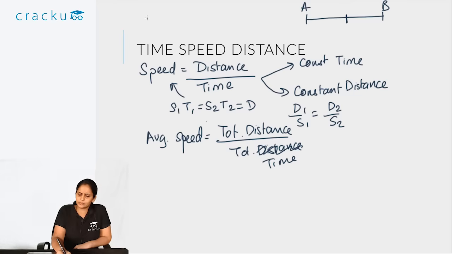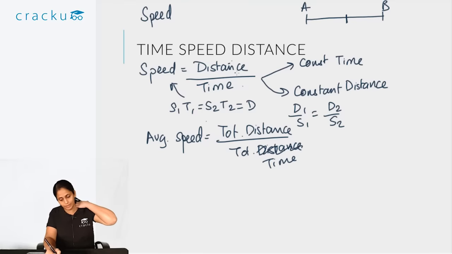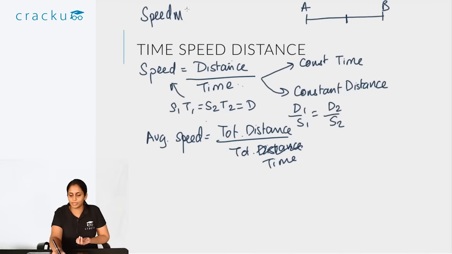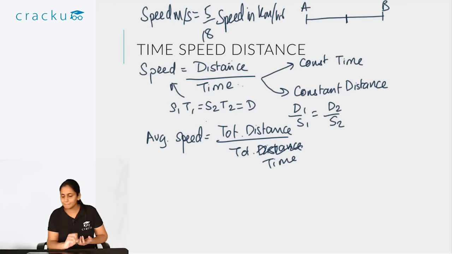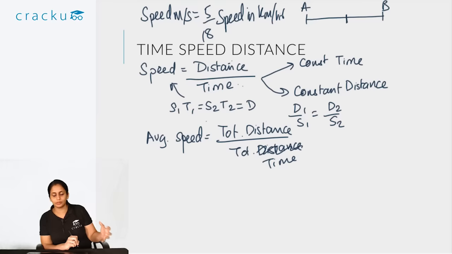One quick thing that you need to remember is that whenever you are writing this equation, make sure that you are consistent in your units. So if the speed is in kilometers per hour, this should be in kilometers, and this should be in hours. If the speed is in meters per second, then this should be in meters, this should be in seconds. All the units in the particular equation should be consistent. So suppose you have to convert from meters per second to kilometers per hour, just remember that speed in meters per second is 5 by 18 times speed in kilometers per hour. That is the same thing that you need to use to convert.